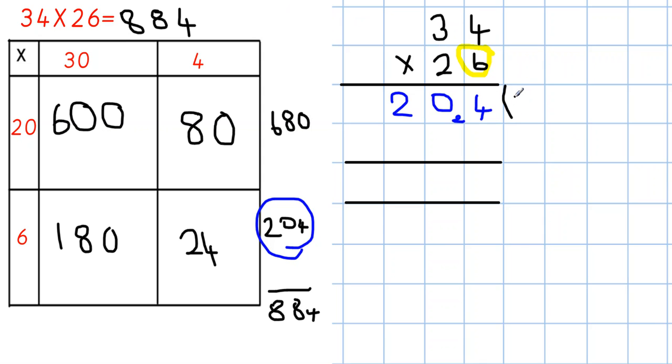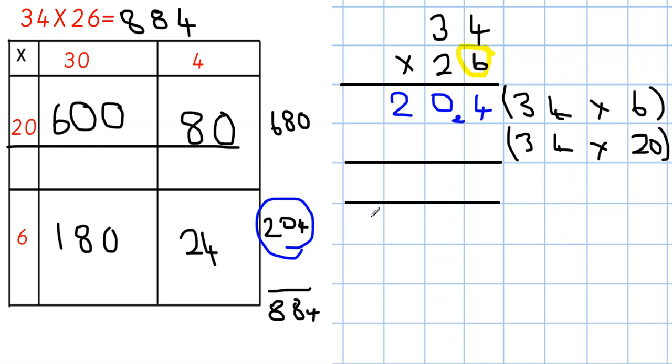So that one was 34 multiplied by 6. And now I'm going to do 34 multiplied by 20. And that's this row here, multiplied by 20, that's this row here. So when we're doing it in this formal way, I think about this 0, and I'm going to put a 0 in that space there. When I'm multiplying by my tens, I'm always going to put a 0 in that space.